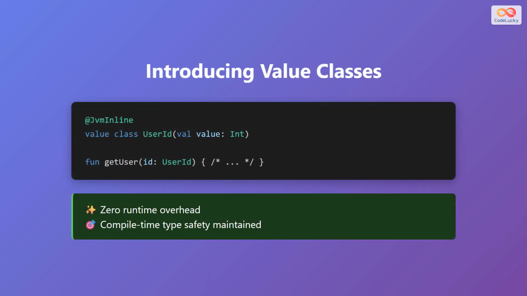Value classes solve this problem elegantly. By adding the @JvmInline annotation and using the value class keyword instead of data class, you tell the compiler to inline this class. At compile time, the compiler checks that you're using UserId correctly, preventing type mismatches. But at runtime, the wrapper disappears completely, and only the underlying integer value remains. You get zero runtime overhead while maintaining full type safety during development.